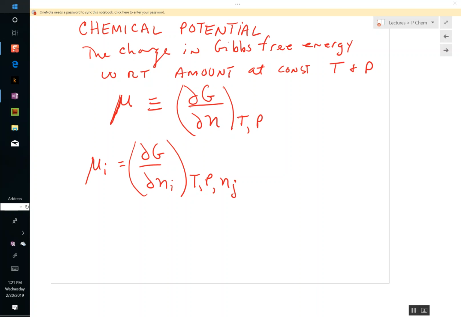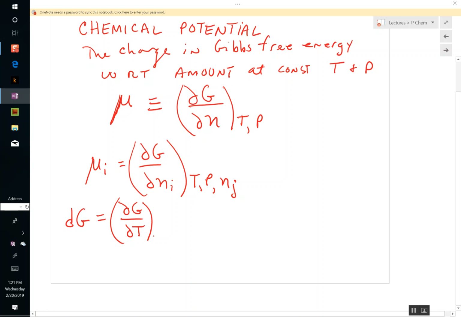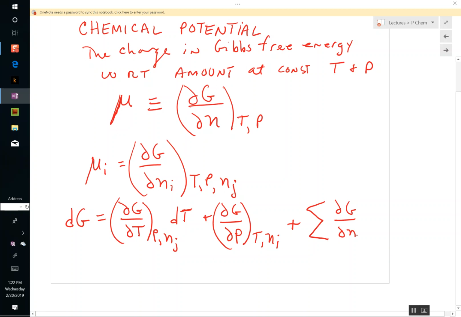All right, so if we took that and wanted to get the full differential of Gibbs free energy, we'd take the partial of G with respect to T, holding these things constant right here, dT, plus the partial of G with respect to pressure at constant temperature and material, plus the sum of the partial of G with respect to the change in the amount of any particular material, constant temperature, pressure, and all the other components in the mixture or in the system. And you get that equation.